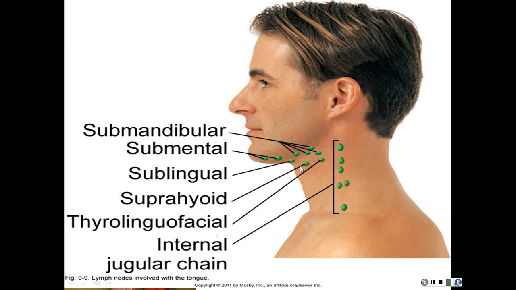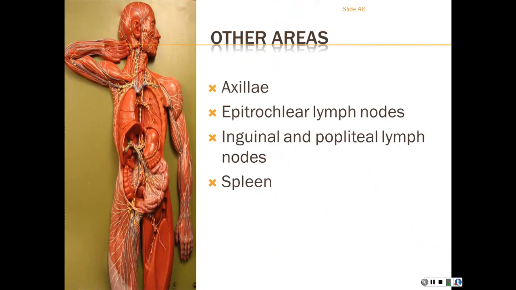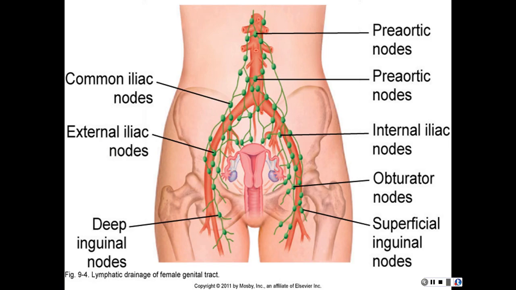You don't always find the sublingual lymph nodes, but here and there you do; it's not one that's commonly found. Other areas you want to palpate are the axillary nodes, epitrochlear lymph nodes of the elbow, inguinal and popliteal nodes of the legs, inguinal in the groin, popliteal behind the knees, and the spleen. You want to look at the lymph nodes in the abdomen and realize this is where they're going to drain from.